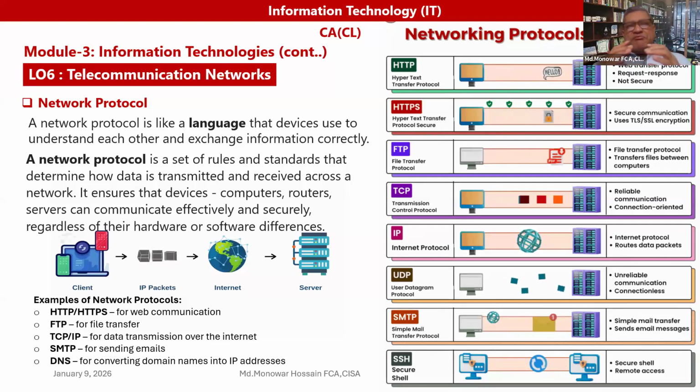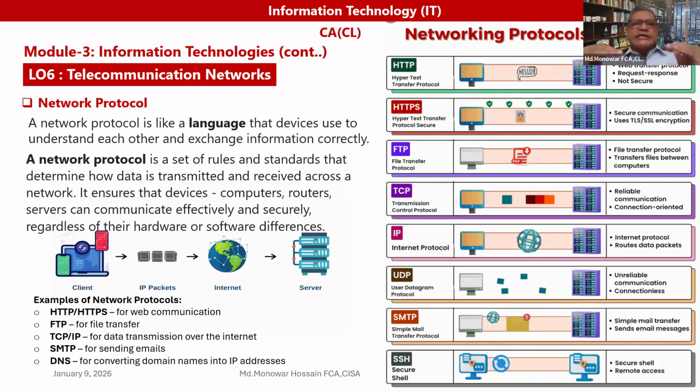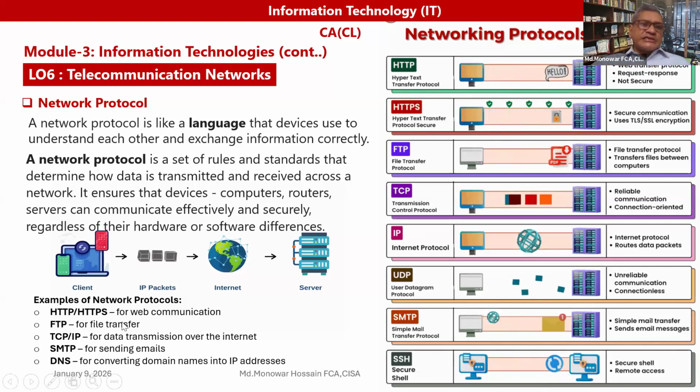It ensures that devices, for example a computer, router, or server, can communicate effectively. That means regardless of their different hardware and software, they can talk to each other through that network protocol. Look here. Here are examples of network protocols. Here we have a few examples.